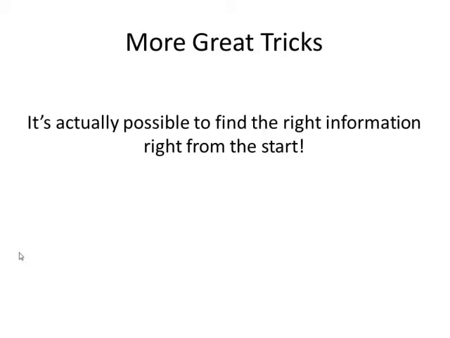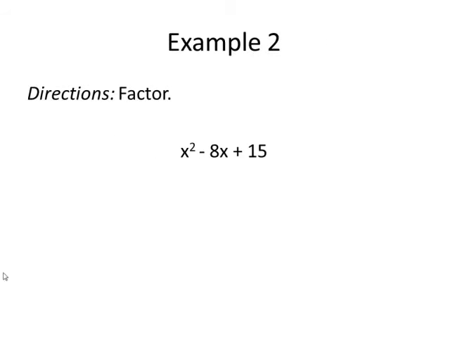The good news is it's actually possible to find those numbers right from the beginning without having to go through all those combinations that we had seen in a previous video. What we can do is we say to ourselves that we want to find two numbers that multiply together to get this number, but do this operation to get this number.